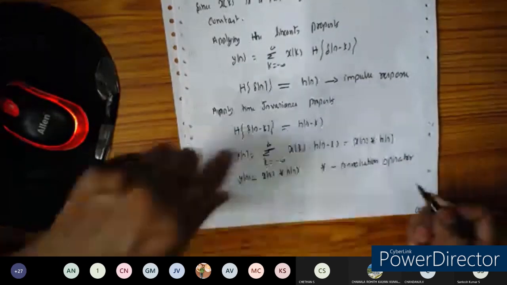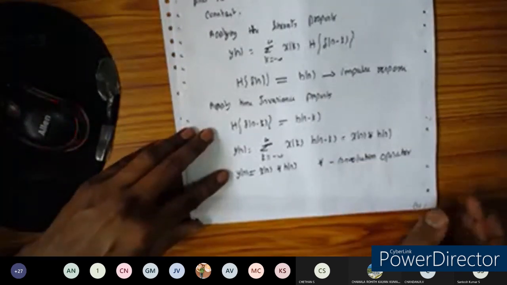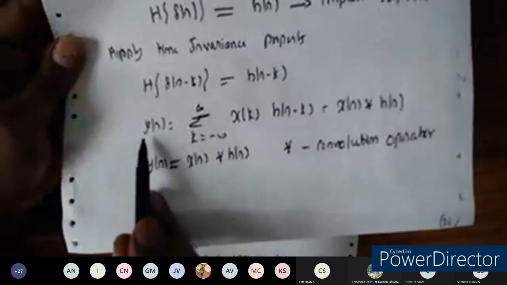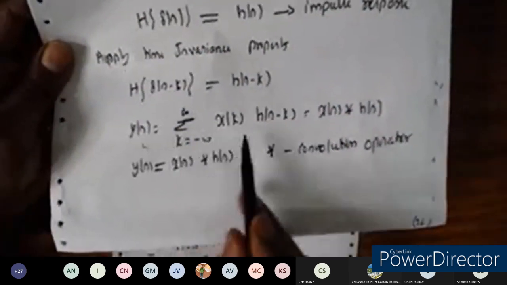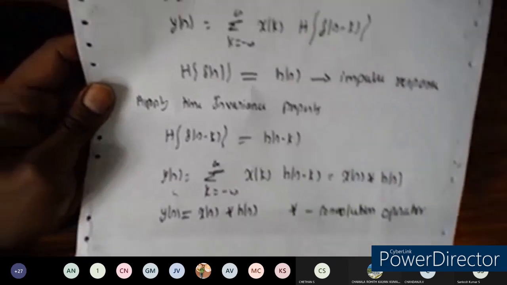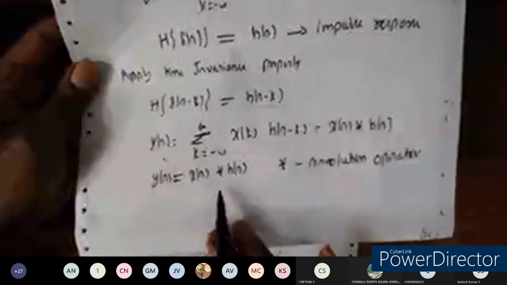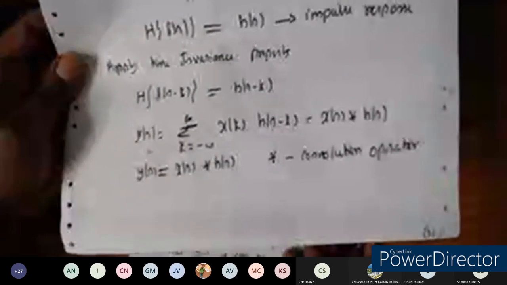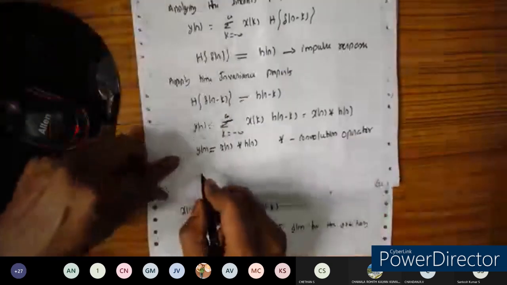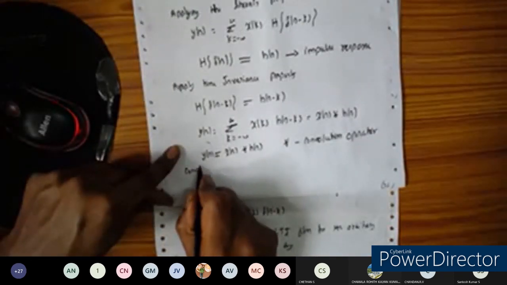The convolution operator is going to satisfy the commutative property. So you can take y of n equal to the summation x of k into h of n minus k, that is x of n convolution with h of n. This is called the convolution operation. Convolution satisfies the commutative property.